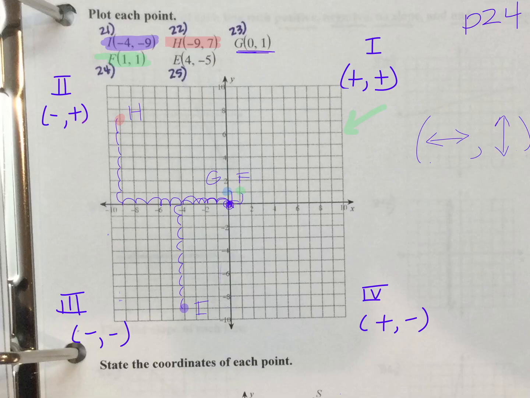Lastly, E. It's a 4, negative 5. So it's positive and negative, so it's going to be over in this quadrant. So I go right 4. 1, 2, 3, 4. And then negative 5, I go down. 1, 2, 3, 4, 5. My dot goes right there. It is point E.